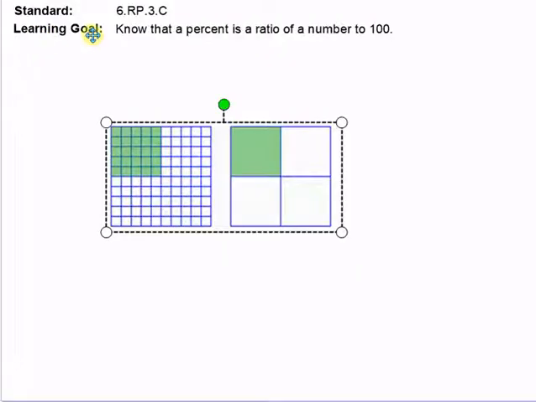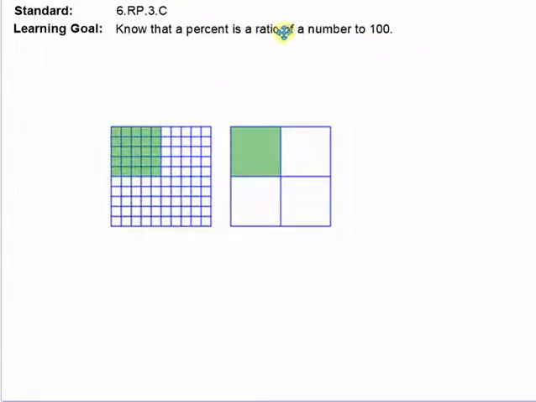Our learning goal for this particular section is to know that a percent is a ratio of a number to 100. We just want to make sure that we understand that a percent is a ratio of a number to 100. So let's take a quick look at what exactly that means.